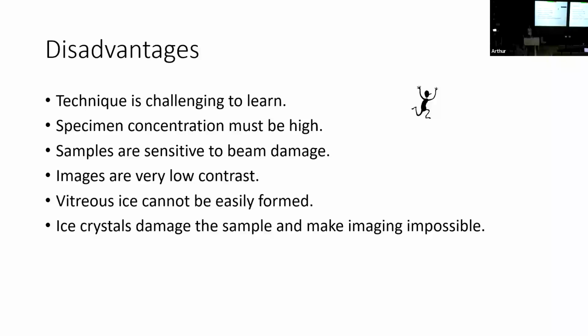Specimen concentration needs to be high. Samples are going to be very sensitive to beam damage. The images are very low contrast. Vitreous ice is not easy to form. You're going to have to find the right concentrations of buffers and the right concentrations of samples, the right amount of blot time, the length of blot time, the force of blot time, the number of blots. All of these things are going to play into the quality of your vitreous ice when you're done.